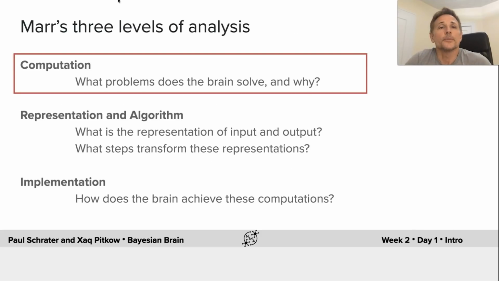So normative analysis is really the cornerstone of Marr's three levels of analysis, which you probably know are computation, representation and algorithm, and implementation. The highest level of Marr's three levels of analysis handles the kinds of things that the brain needs to do in order to survive, to reproduce, and to find and eat food, to forage. So basically, what problems does the brain solve and why? Those are the computational level problems, and that's our focus for today.